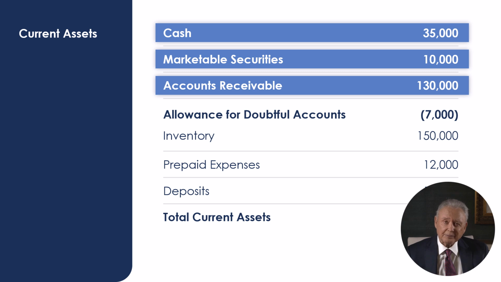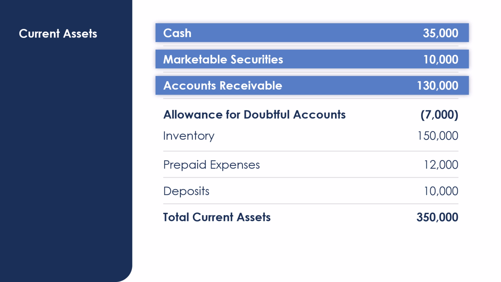Here are the items that make up the quick ratio. Cash, $45,000. Marketable securities, $10,000. Accounts receivable, $130,000, less allowance for doubtful accounts, $7,000. The total, quick assets of $182,000.